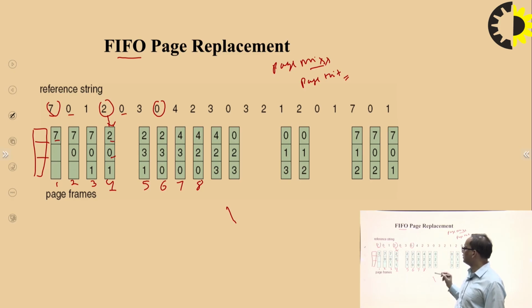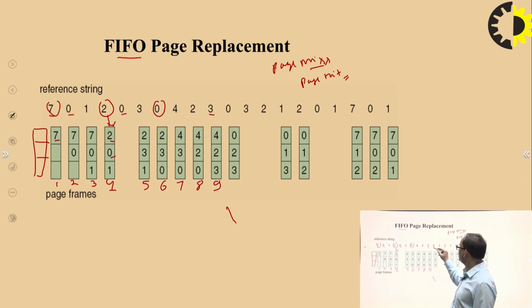Next, page 3 is referred by the CPU and page 3 is not available in main memory. So among these 3, a page fault will occur. Value of page fault increases by 1. It will become 9. Okay. And page number 0 is selected for the replacement. So this will be the status.